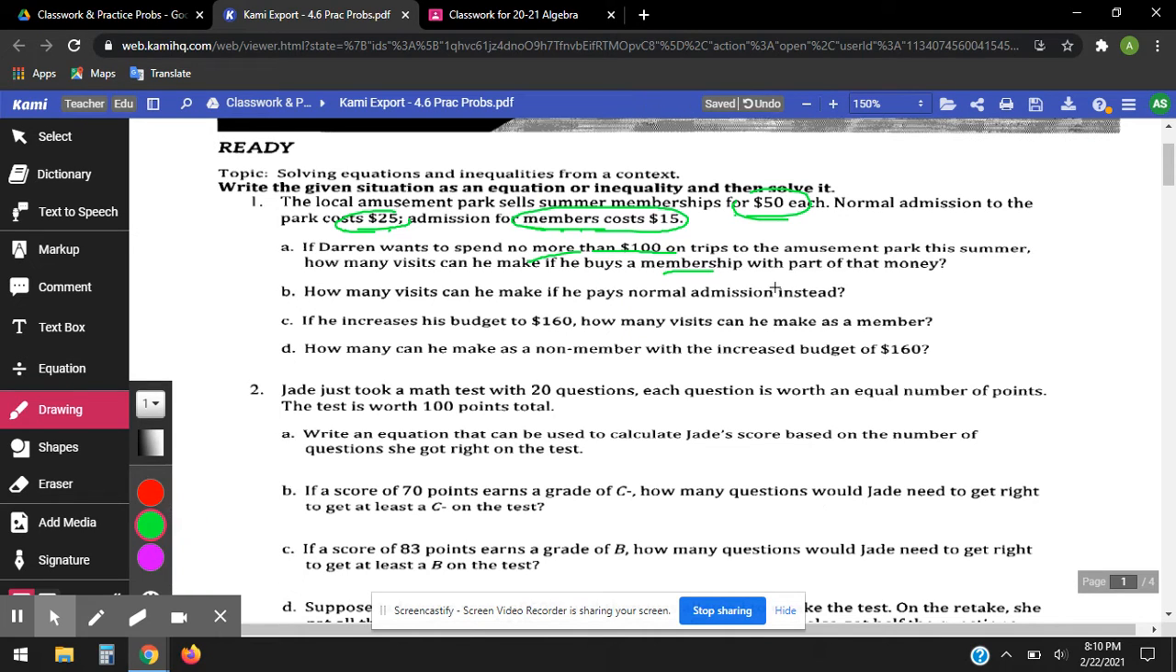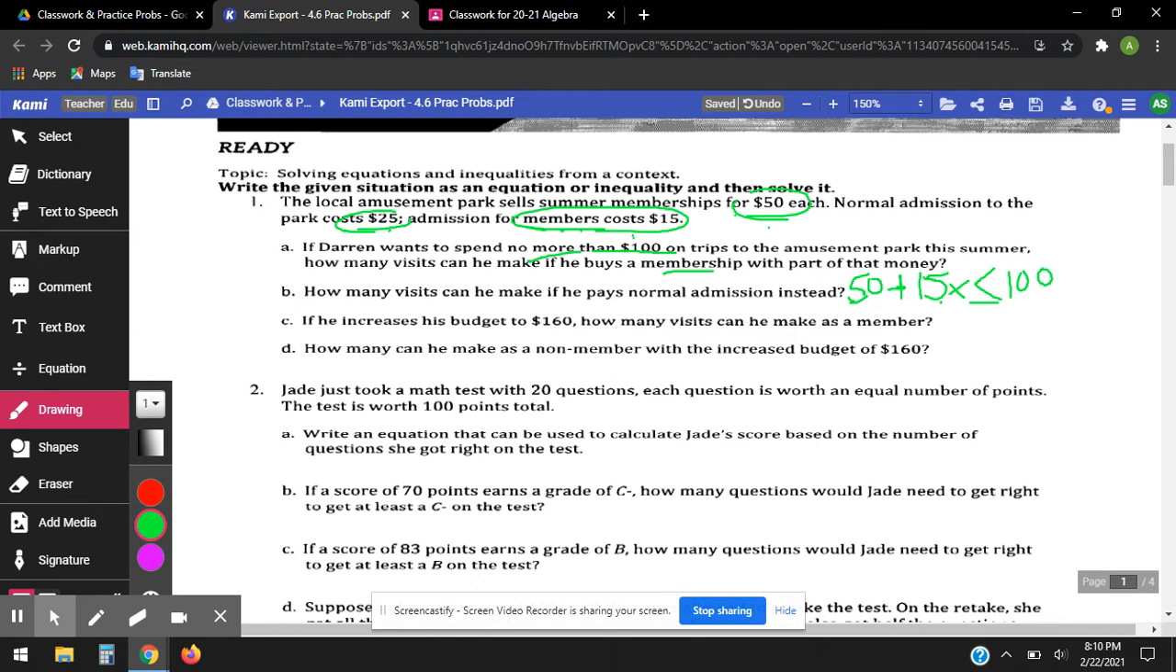So he's going to spend $50 plus $15 each time he goes. We'll do an X for that, right? Because even though they pay 50, that just means it's $10 cheaper each time they go. And it needs to cost him less than 100. Could it cost him equal? Yeah, it could. He could spend his 100.